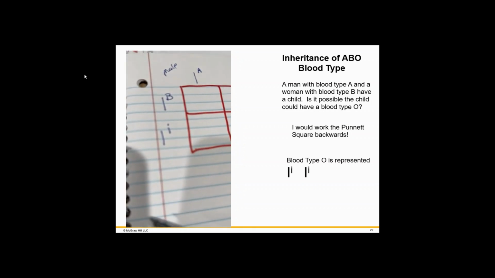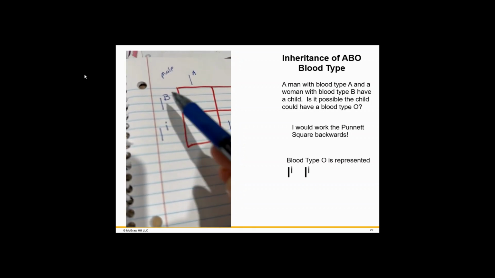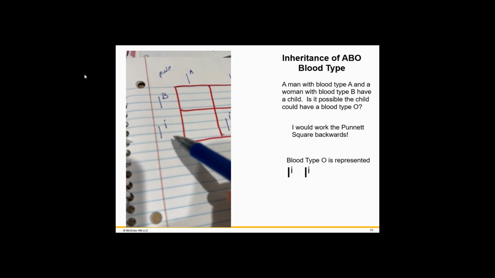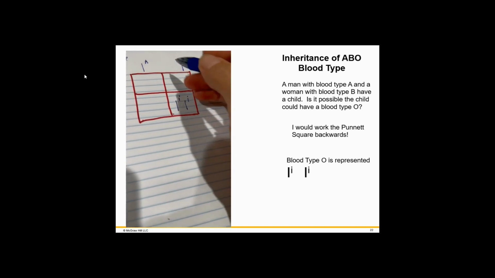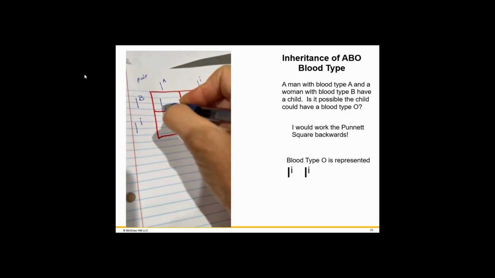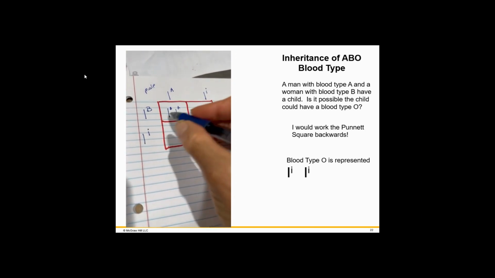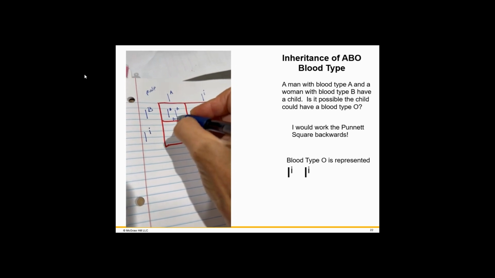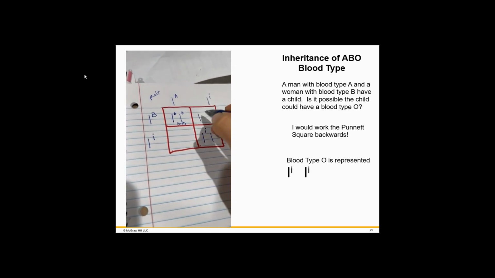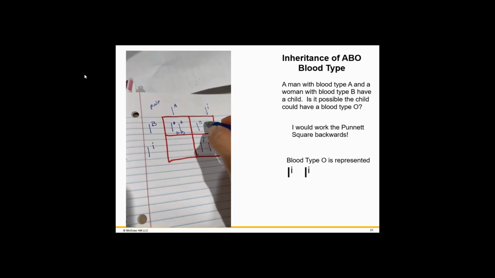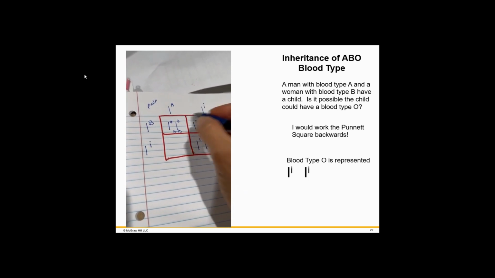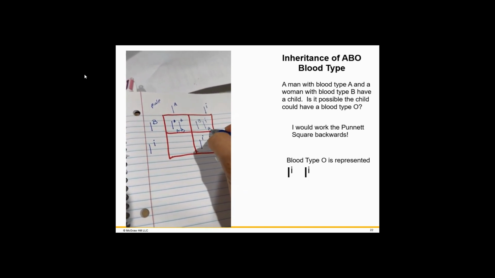Is this also a representative of blood type B? Yes, because she would be heterozygous. So we wouldn't even have to fill this in. You would have a B and an A, and so we know that would be blood type AB. I'm kind of writing this backwards. I should write it the other way. This is another blood type B.